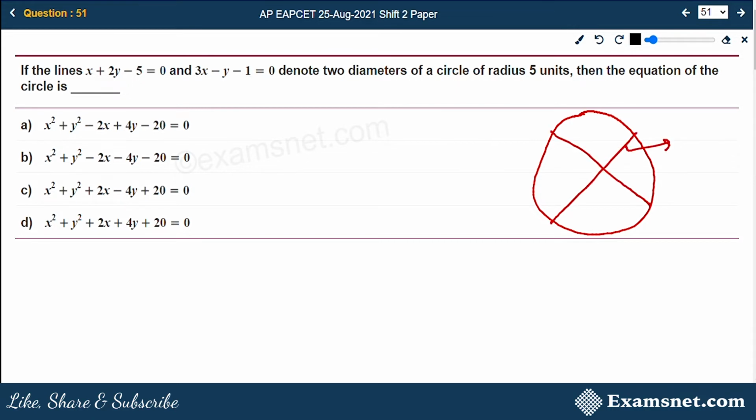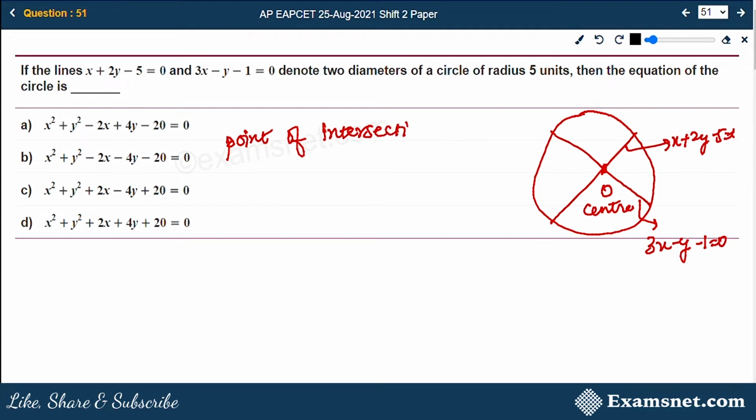The first one is x plus 2y minus 5 is equal to 0. The second one is 3x minus y minus 1 is equal to 0. So clearly the point of intersection of these two lines is the center of the circle, right?